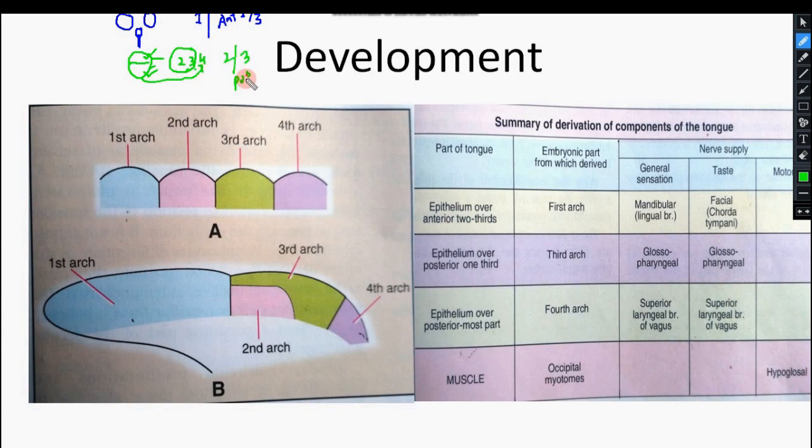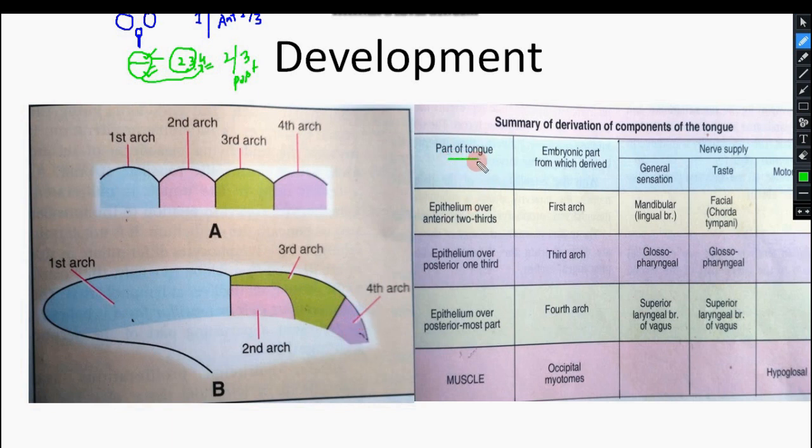The posterior most part of the tongue is developed by the fourth arch. As the development proceeds, this is the first arch, and the third arch overshoots and covers the second arch, so the second arch gets buried. Here is the fourth arch, which makes the posterior most part of the tongue.